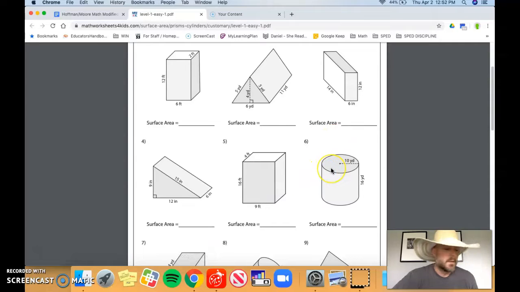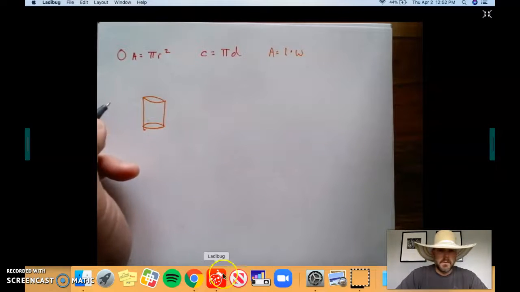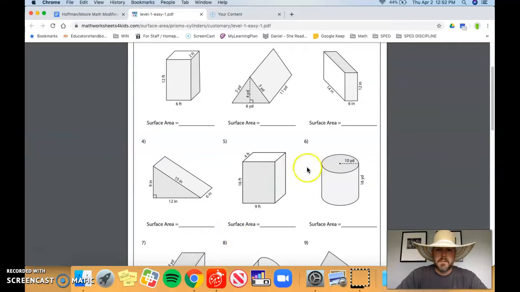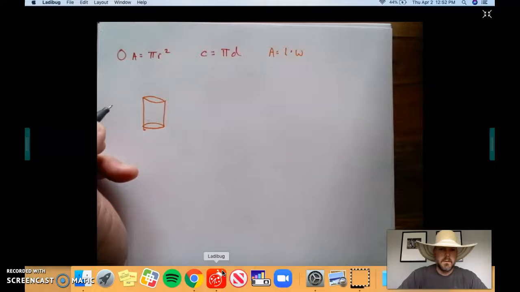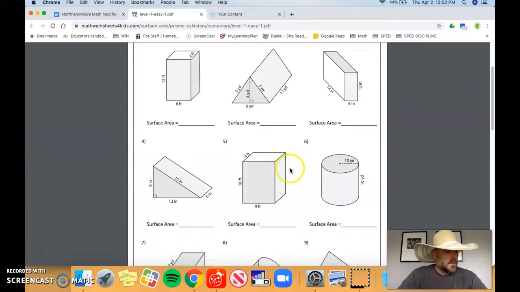If you remember from my last video, I like to draw the shape, and I'm doing that now, right here. This was number six. We have a radius of 10 yards and a height of 16 yards.